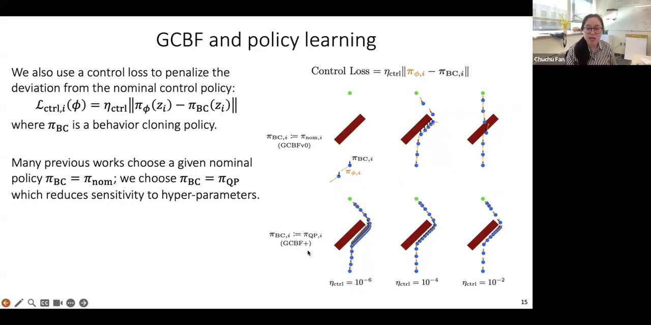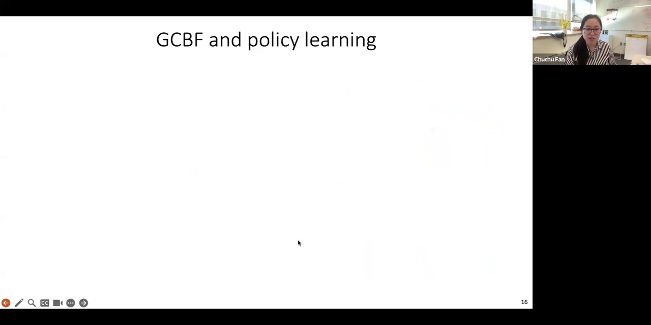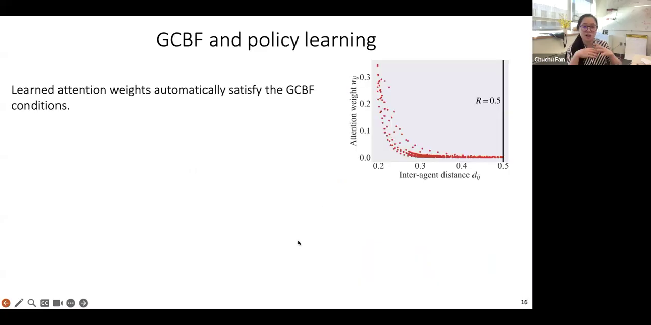However, if we just directly use the QP policy as the behavior cloning policy, then this is really not sensitive to that weight. Whatever weight you choose, the agent will still always be able to reach the destination and avoid the obstacles. So with all that, this gives us the entire architecture for learning a GCBF.